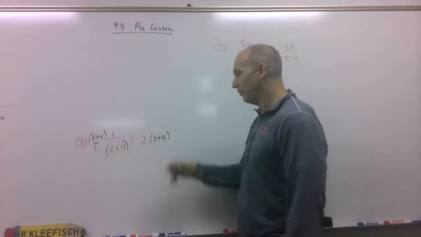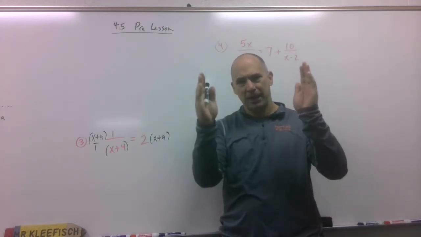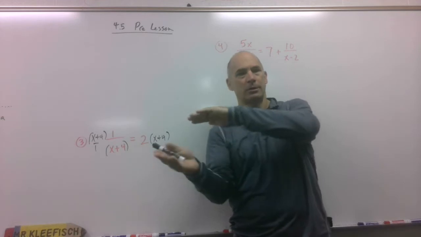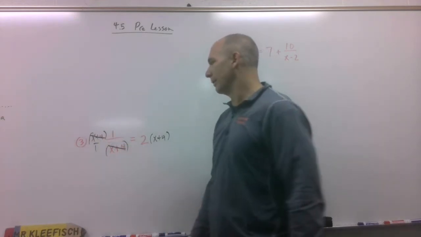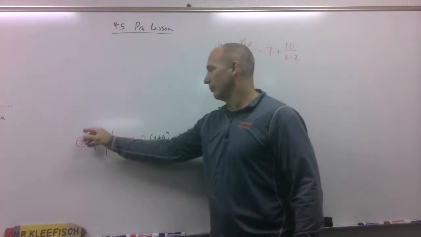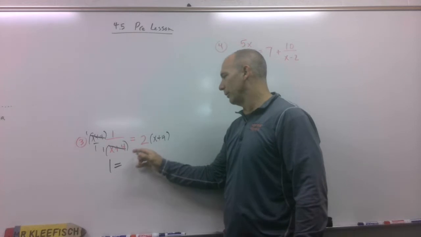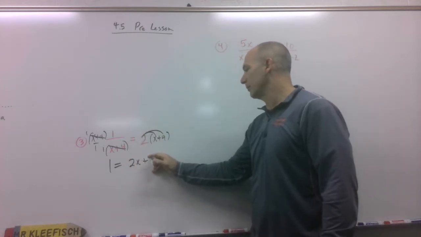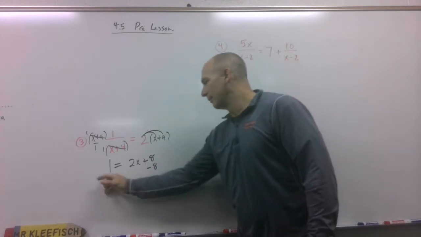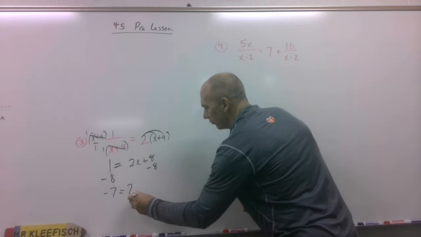It is over 1, but here's the thing. I've been hitting you guys hard with, when I multiply fractions, I cross-reduce, then I swoosh. So these cancel over here, and that's my whole goal. So there's technically a 1 and a 1, and then swoosh would just give me 1 equals, then I distribute 2x plus 8. Subtract 8, subtract 8. So I get negative 7 equals 2x.